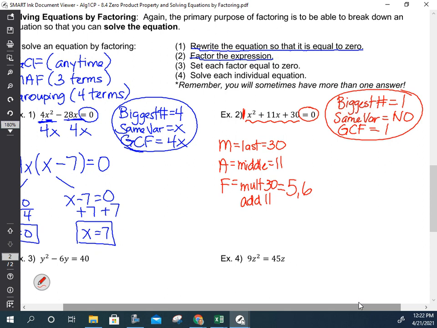So, take your problem, break it into 2 parts, break it into 2 parentheses. X squared becomes x and x. One of the parentheses gets a 5, one of the parentheses gets a 6. So we just finished step number 2.